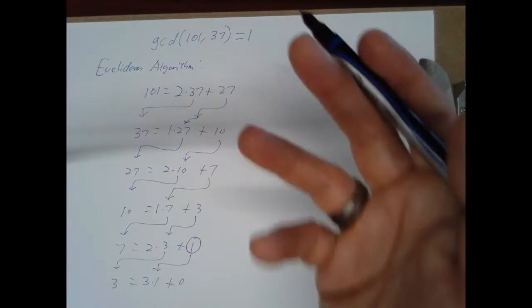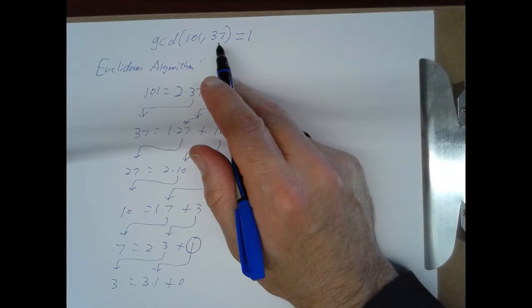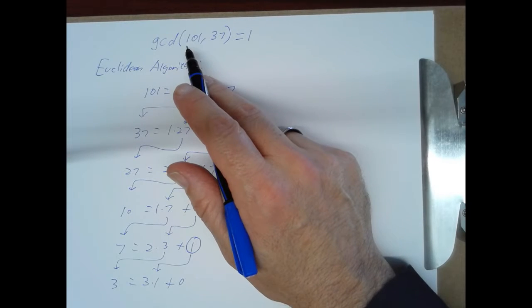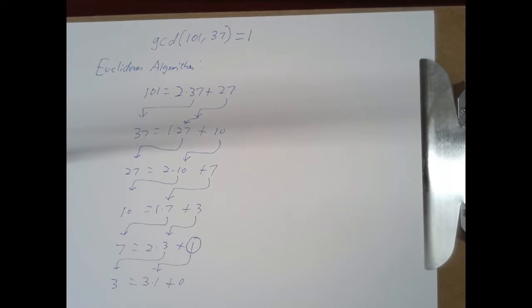Which makes sense because they're both prime numbers. There can't be anything that divides them both except for 1, right? The only divisor of 37 is 1 or 37. The only divisor of 101 is 1 or 101. So 1's certainly going to be the greatest common divisor.